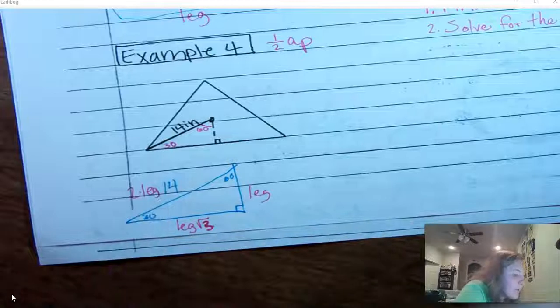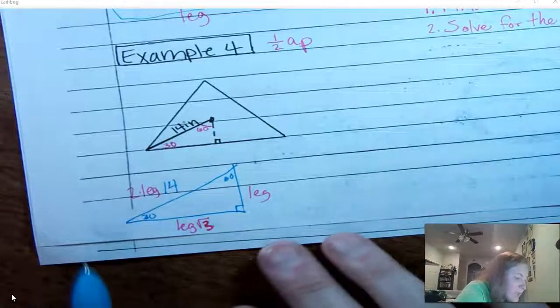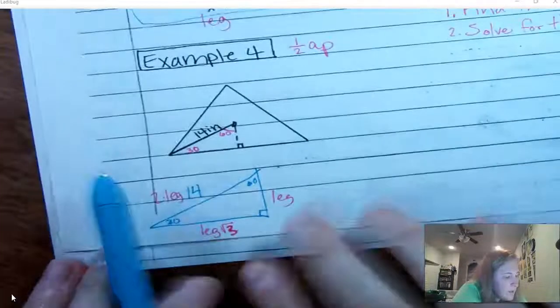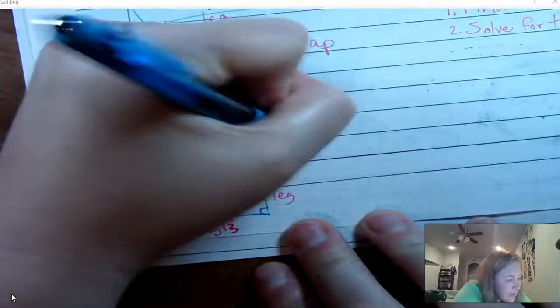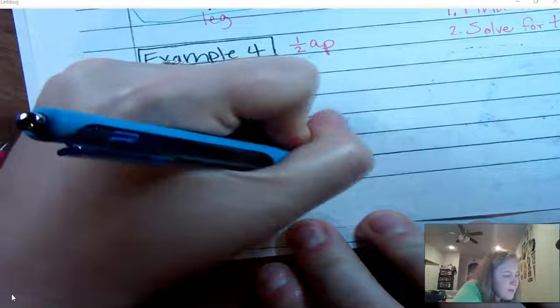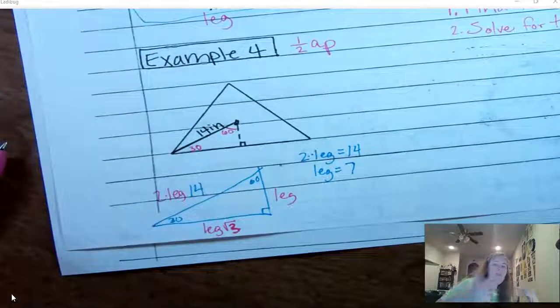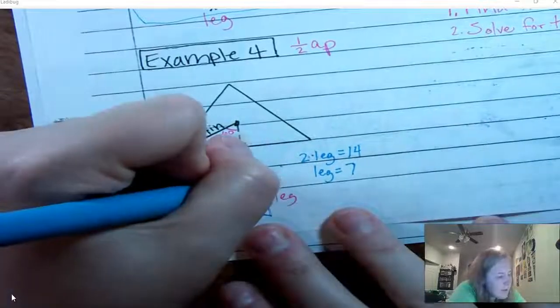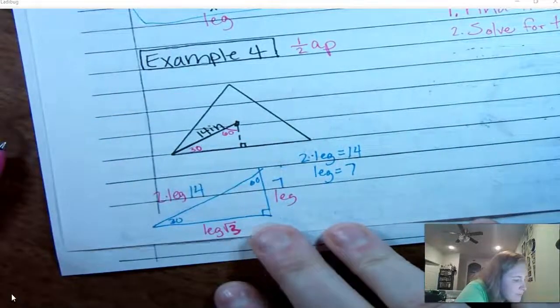Okay, and then if you guys remember how we solved, we need to solve for the leg. So we have labeled all of these. We need to set 2 times the leg equal to 14. So what did we just do? We just figured out what is the leg by itself. It's 7. Okay? The leg by itself is 7.